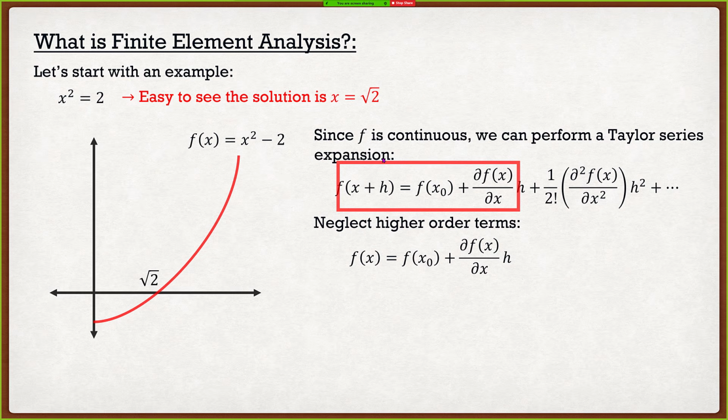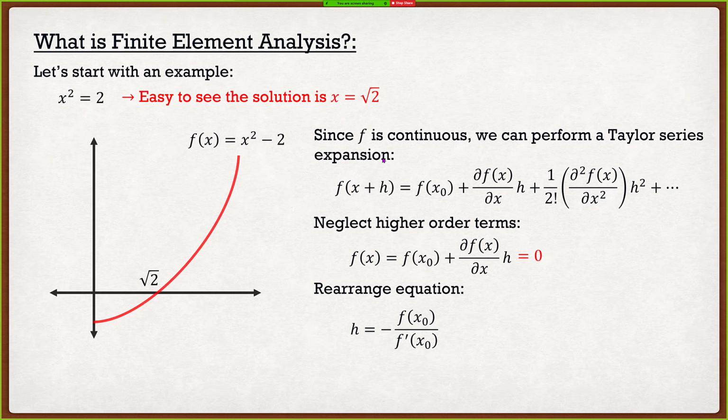So we can say f of x plus h is equal to f of x plus the derivative of f of x multiplied by h. Now, luckily for us, we know that all of this is equal to 0, because again, we're looking for those roots. So what we can do is take this equation, make it equal to 0, and solve for h.